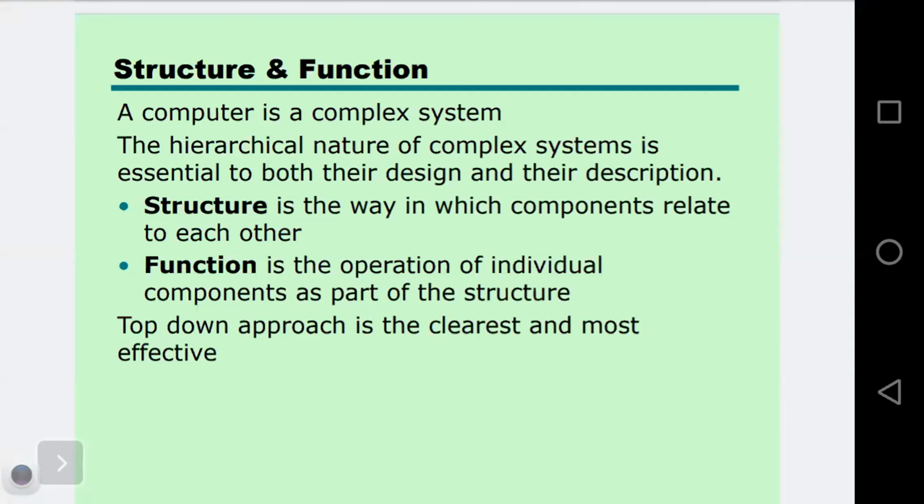Now, in detail, we will discuss what is structure and function. Function means the operation of individual components. For example, a memory unit is there. What is the function of the memory unit? To store the data. That is the operation. So that comes under the function. So top-down.